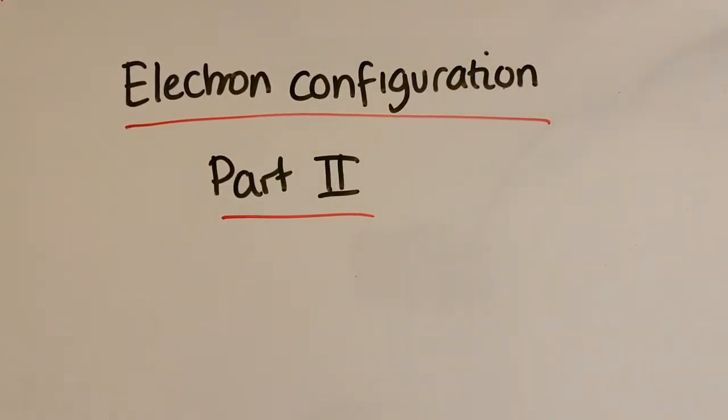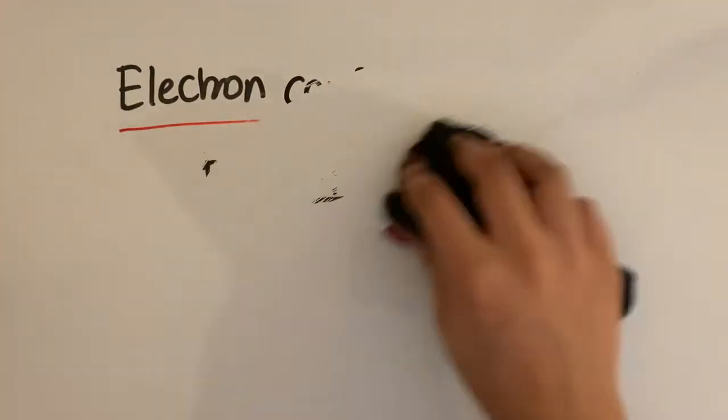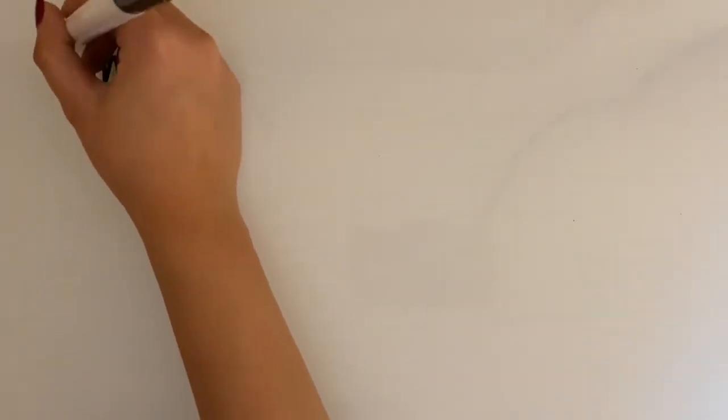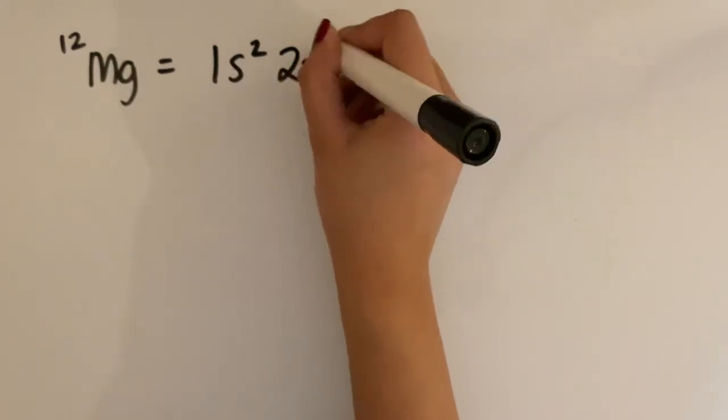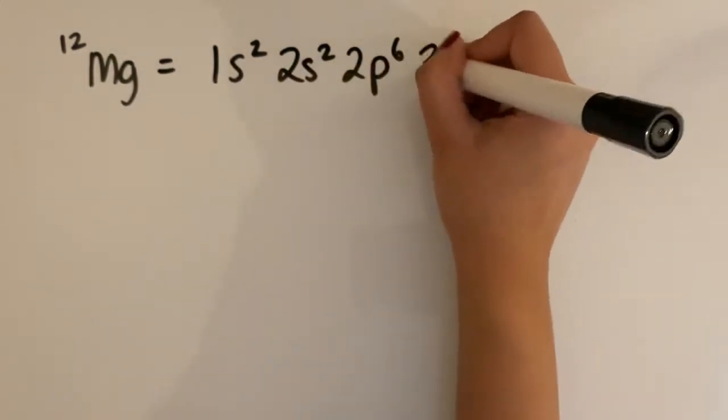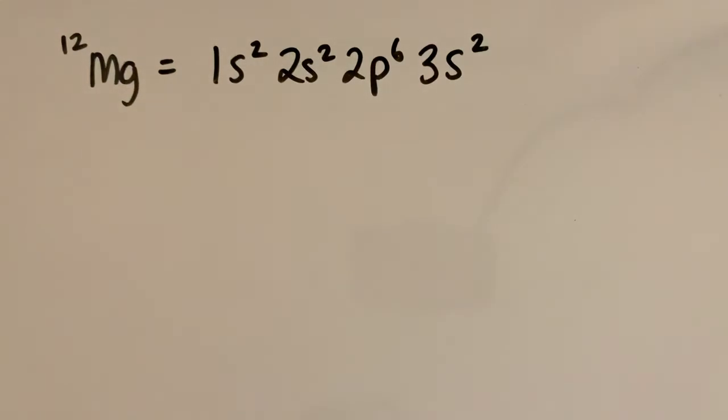We're now going to have a look at different ways that we can show the electron configuration, so kind of shorthand ways or different models for the electron configuration. So for example, let's go for magnesium. Magnesium has 12 electrons. The electron configuration for magnesium is 1s2, 2s2, 2p6, 3s2. So that's the 12 electrons accounted for there.